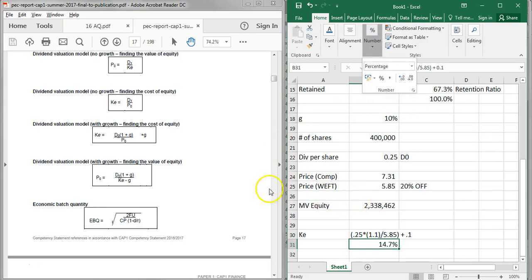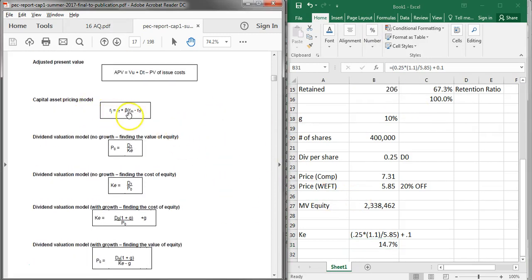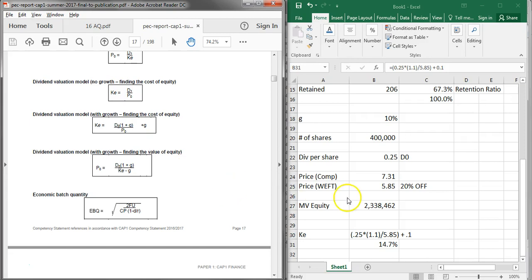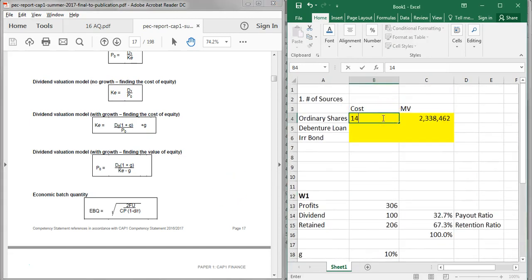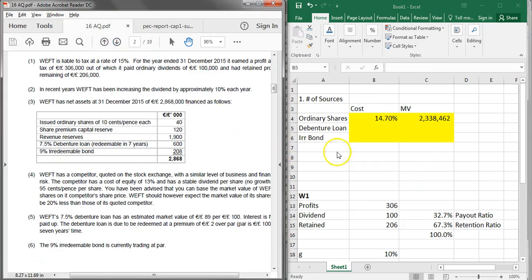Remember, there's two ways to get the cost of equity. You're either going to use the CAPM, Capital Asset Pricing Model. We don't have betas, we don't have risk-free rates here. We do have the inputs for the dividend valuation model. So therefore you have to decide which one to use. So we're using 14.7% there. And that's our first two figures out of 6 figures done. So you can build up, start with the easier ones if you wish, and work towards the harder ones.